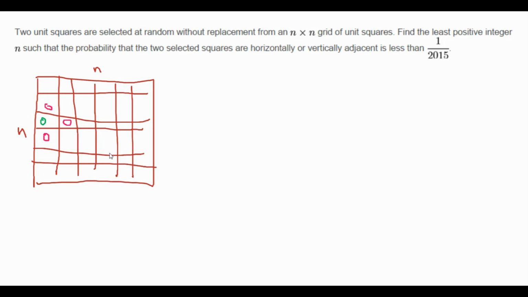So how might we find this? Well, instead of doing constructive counting, let's choose both squares at the same time. So the total number of ways to choose both squares at the same time is, well, we have n squared squares, and we choose 2, so the total number is n squared choose 2. Total number of ways to choose. And to find the probability of getting two selected squares that are horizontally or vertically adjacent, we just count the number of pairs of squares that are horizontally or vertically adjacent.